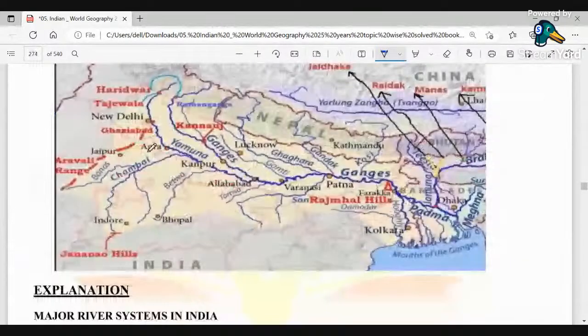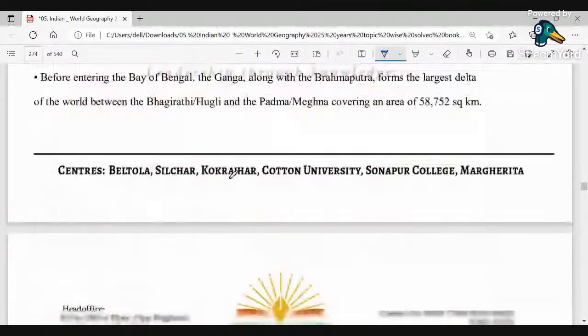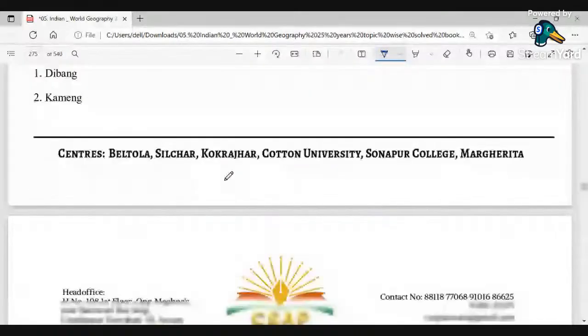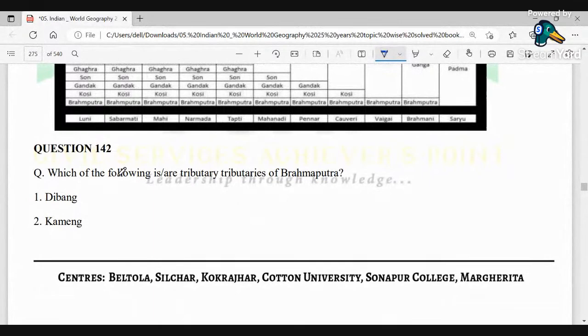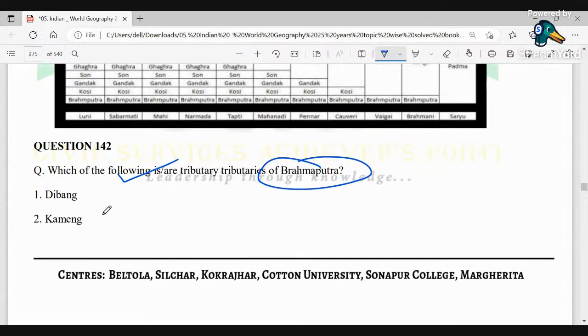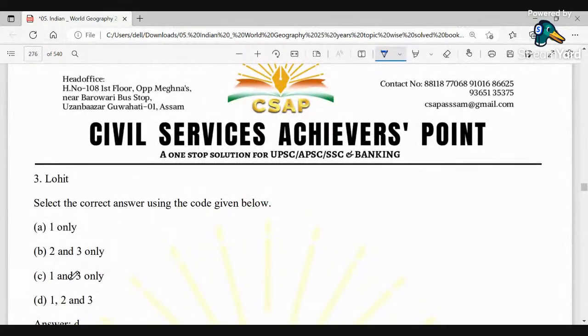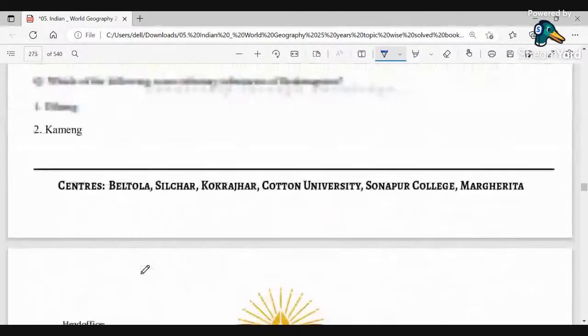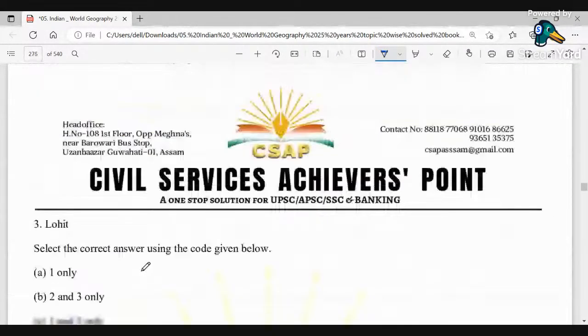You can even see it in this. That is the major river systems. Okay. Next, which of the following is or are tributaries of Brahmaputra? So Brahmaputra के tributaries कौन कौन सा है? Dibang, Kameng, Lohit. So here, yes, all the options are correct. 1, 2, and 3. So all are the tributaries of the river Brahmaputra.